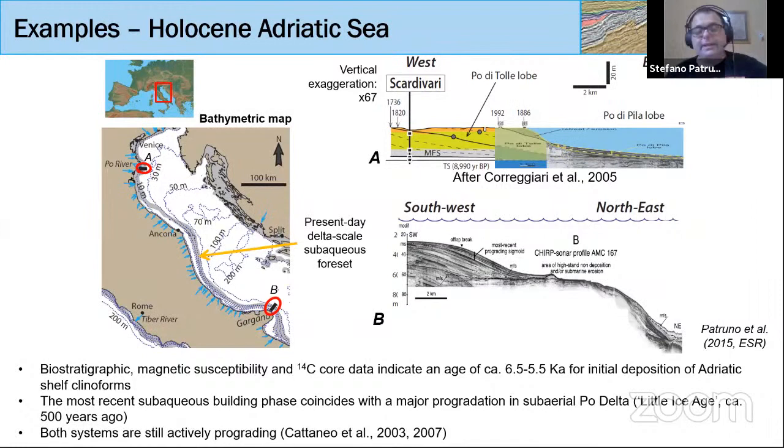Very interestingly, they even correlated a phase of enhanced subaerial progradation in the Po Delta during the last 500 years, correlated to the Little Ice Age. So there was a phase of enhanced progradation of the subaerial Po, but also at the same time, enhanced progradation of the Gargano, hundreds of kilometers away from it. So almost a direct correlation, a hard link between the two locations, even though they're so far away from each other.